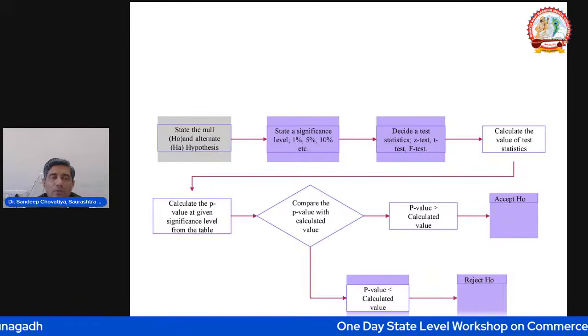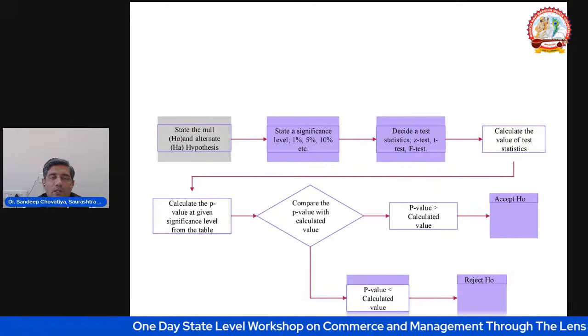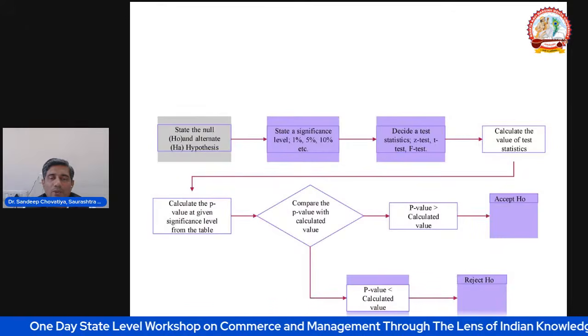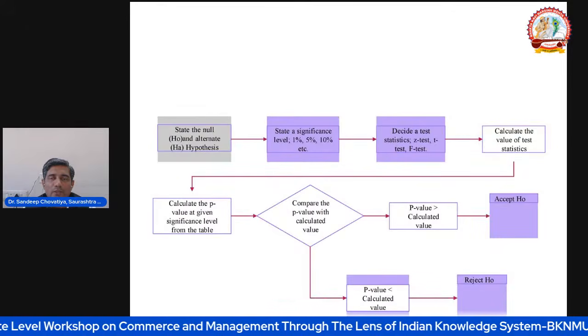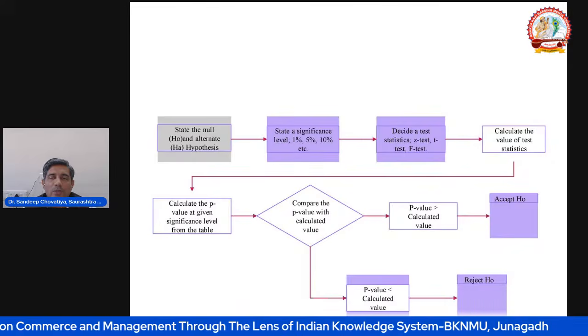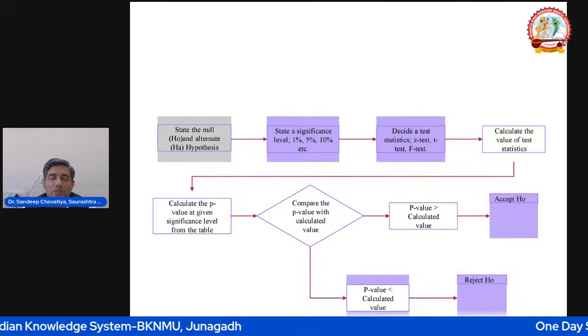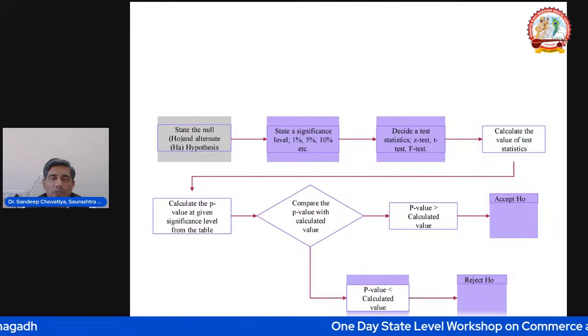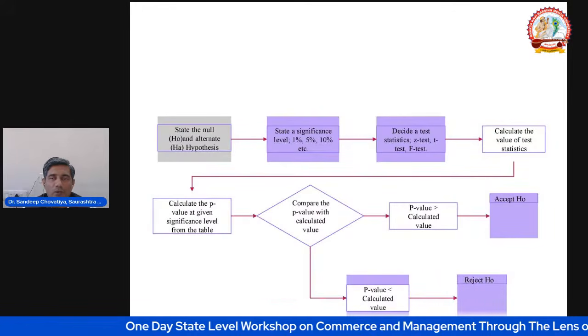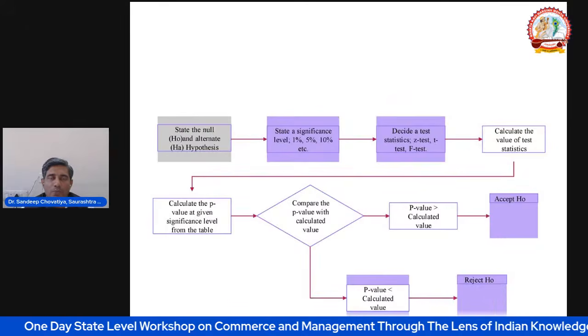Then, from the computation, we get the value, and at the given significance level we find out the value from the table. Then we compare both the calculated as well as the tabulated value. If the P value is greater than the calculated value, then we accept the null hypothesis. If the P value is less than the calculated value, then we reject the null hypothesis. So this is specifically a summary of what we do.